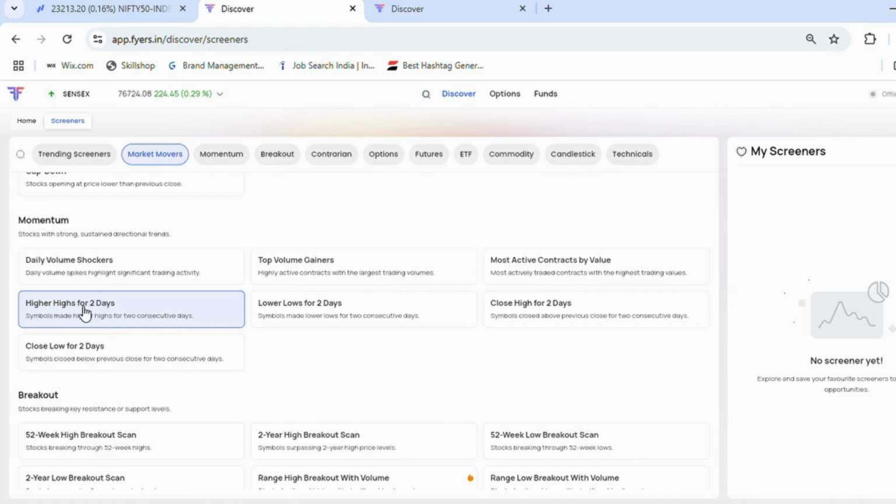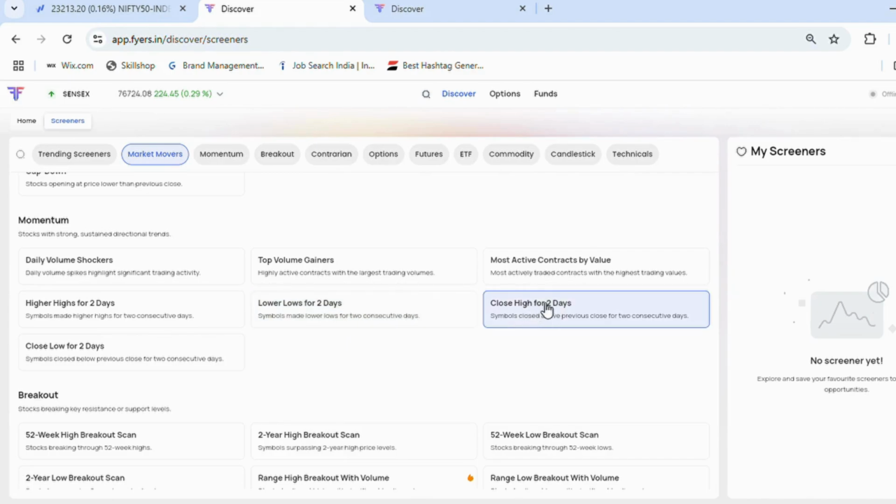The fourth one is higher highs for 2 days, which identifies stocks making consistent upward moves over the last 2 days, indicating positive momentum and potential breakouts. The fifth one is lower lows for 2 days, which is the opposite of higher highs, indicating bearish momentum. This screener is used for finding bearish stocks. This is useful for short selling opportunities or avoiding weak stocks.